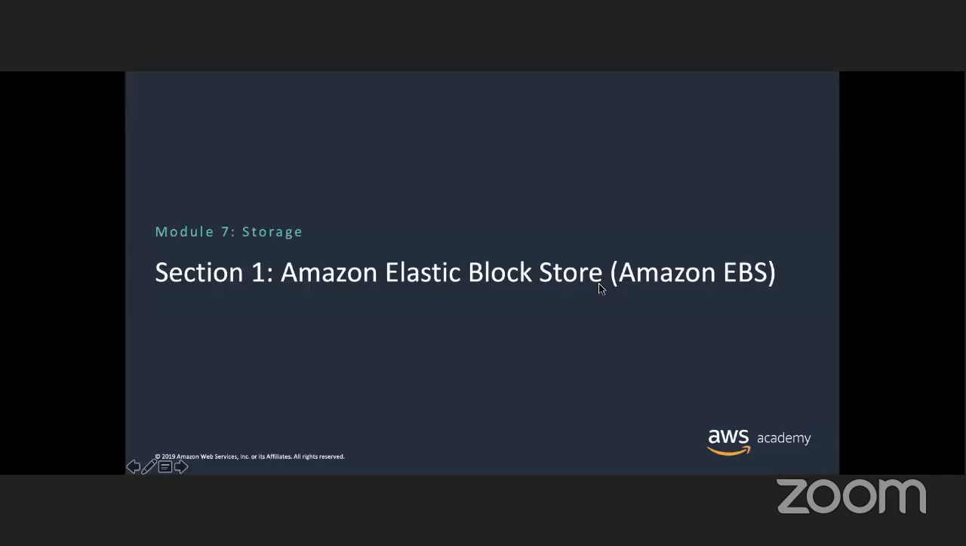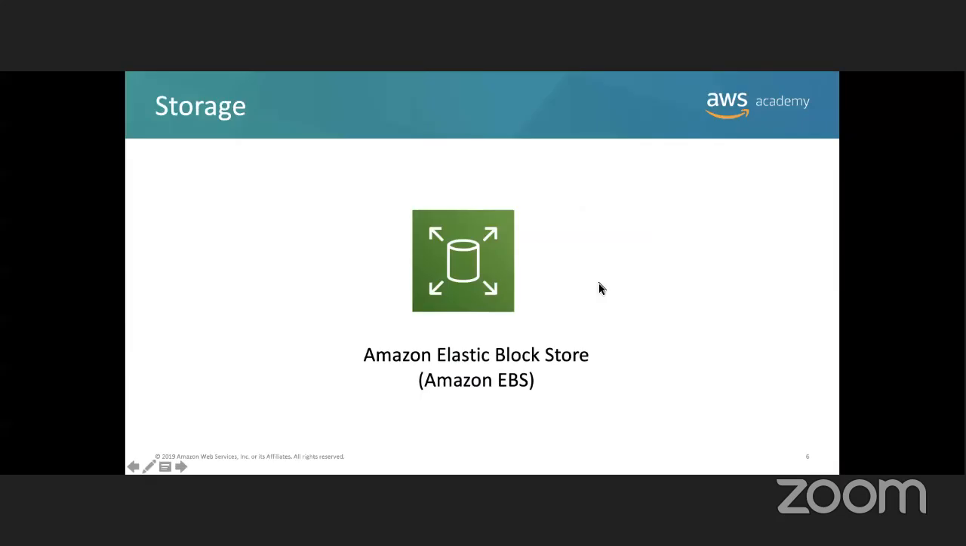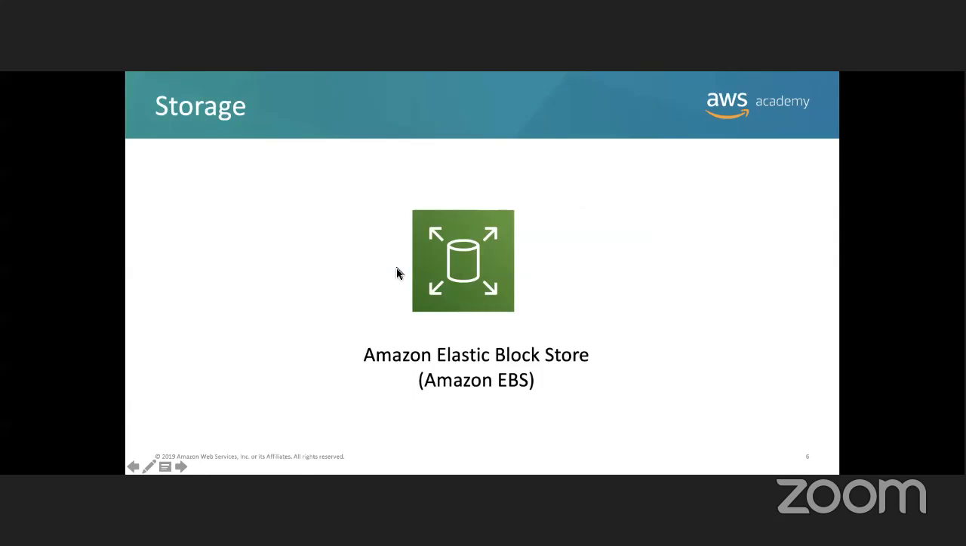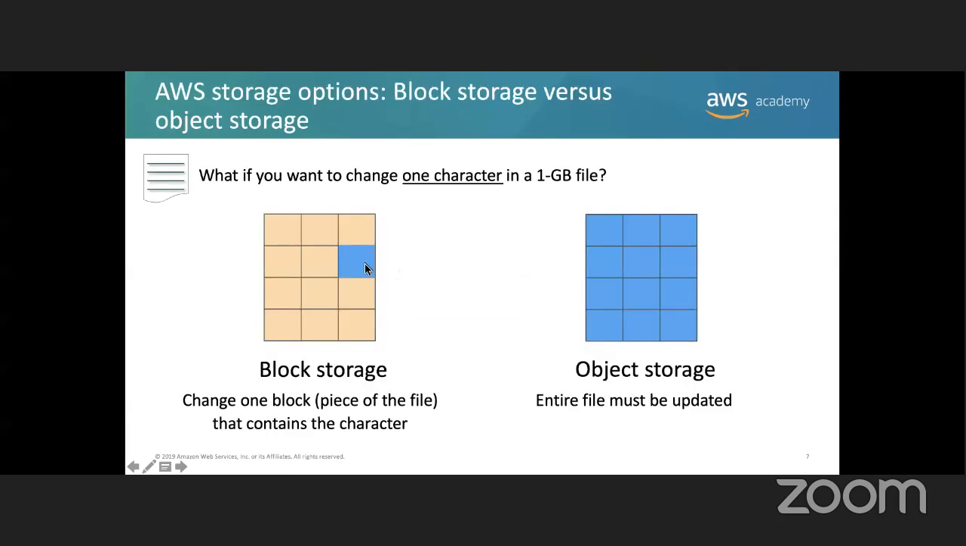Now let's talk about EBS first. EBS is a block store. Don't forget that, block store. Now, what is the meaning of block store? If you want to change one character in a 1 gigabyte file, with EBS, what's going to happen in the background is that it will change just the piece where that character is.